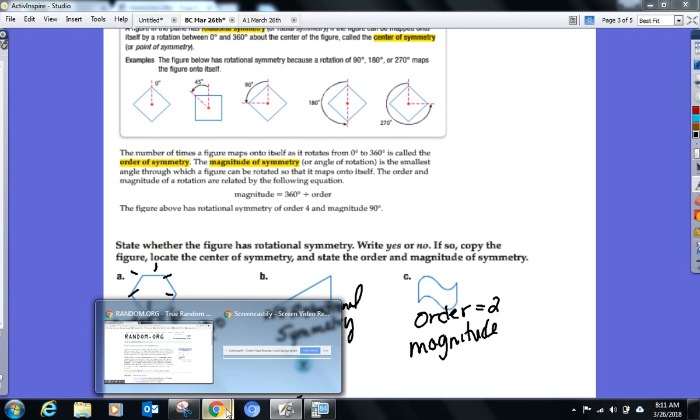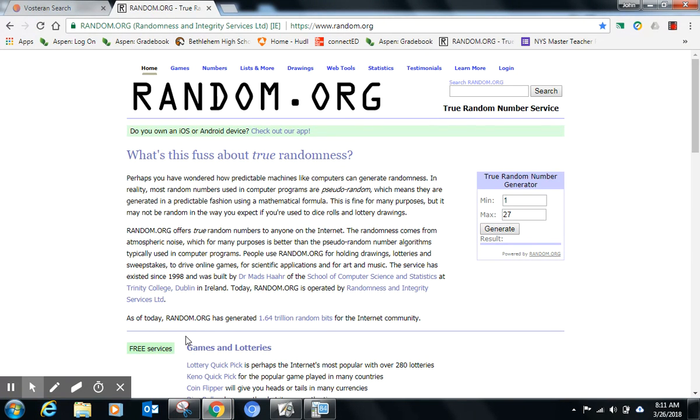I'm not giving up. Back in business. Never mind. Magnitude? I don't give up, as you can see. Magnitude would have been 180 degrees. Okay. Everyone all right with the symmetry?